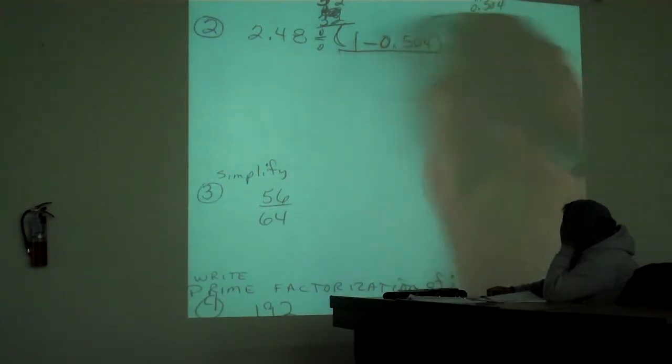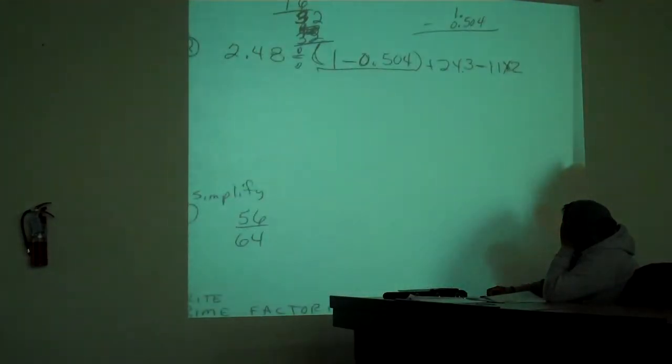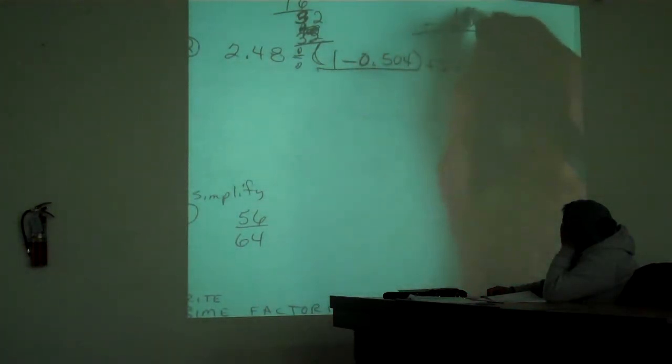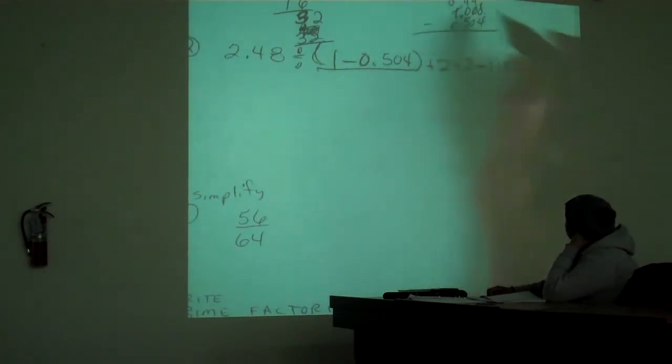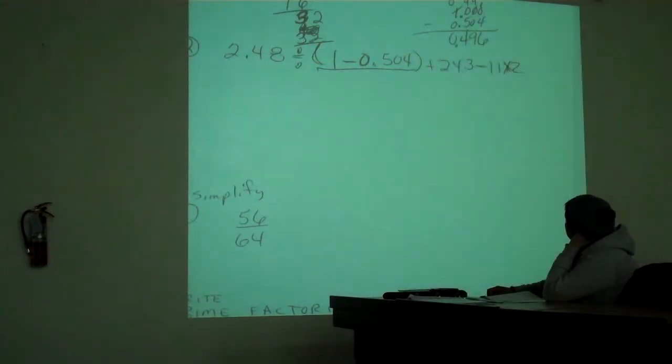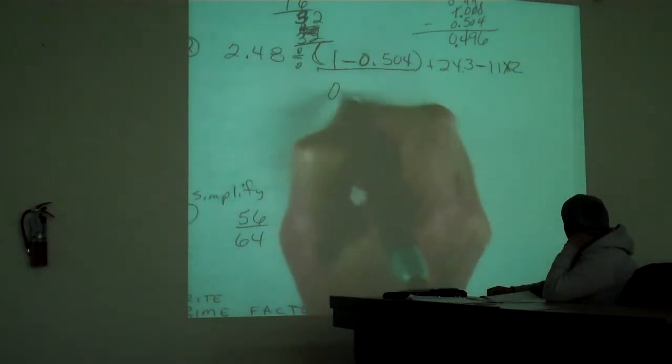You have to line up your decimals to subtract. 1 minus 0.504. We need to borrow. Makes that 10, 9, 9, 0. 10 minus 4 is 6. And we have a 9, 4, and 4. So that's 0.496.